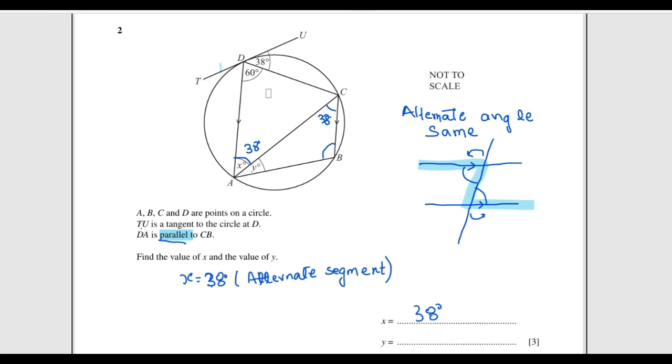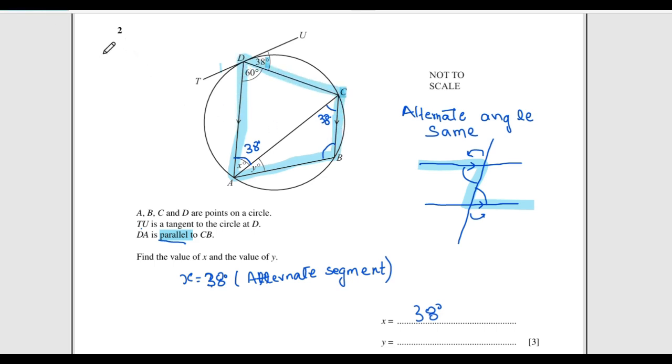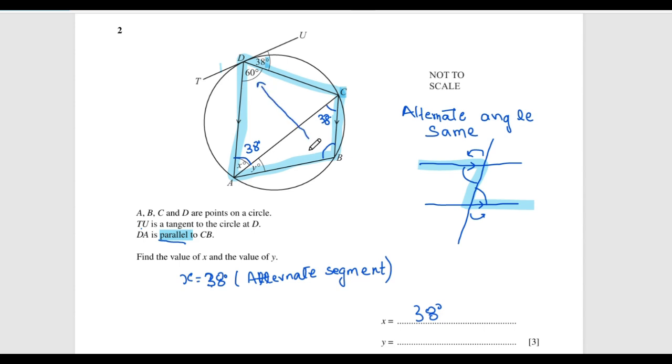Again, a very prominent thing over here, you can see that we have a cyclic quadrilateral. So if we know the property of a cyclic quadrilateral, that opposite angles add up to 180, then if this angle is 60, this angle would be 120, and they will both add up to 180.